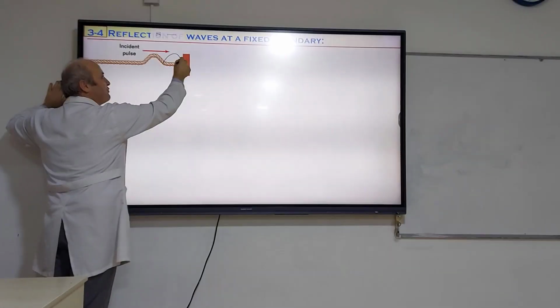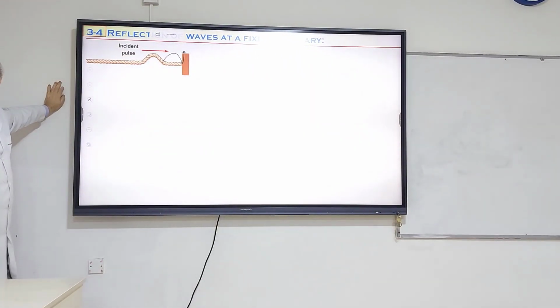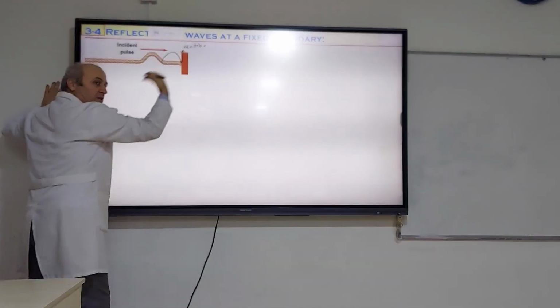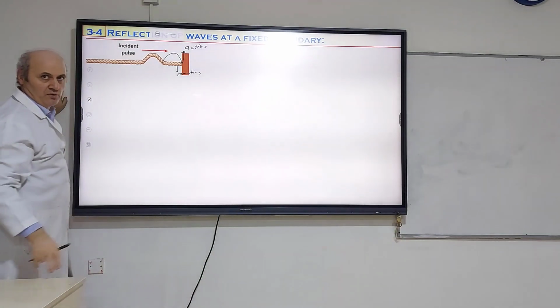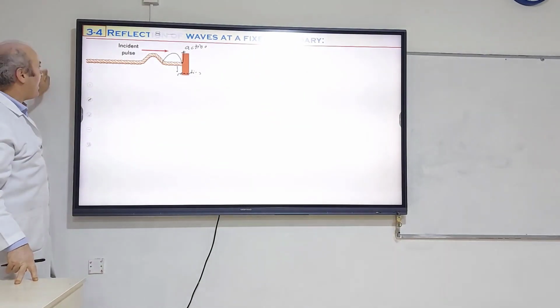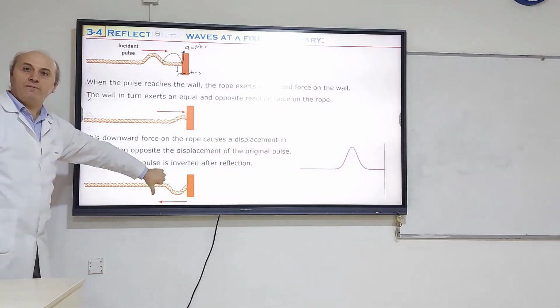That's why it exerts a force on the wall. But it's a wall. It's fixed. It doesn't move. That's why this action force on the wall gives a reaction on the rope and causes the rope to be inverted. Reaction force by the wall. That's why from the fixed boundary, a wave is reflected and also inverted.